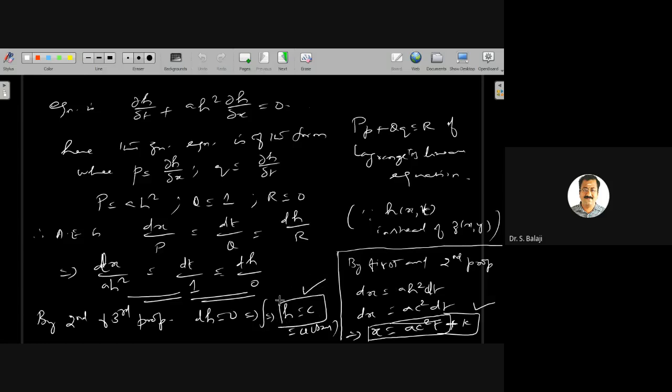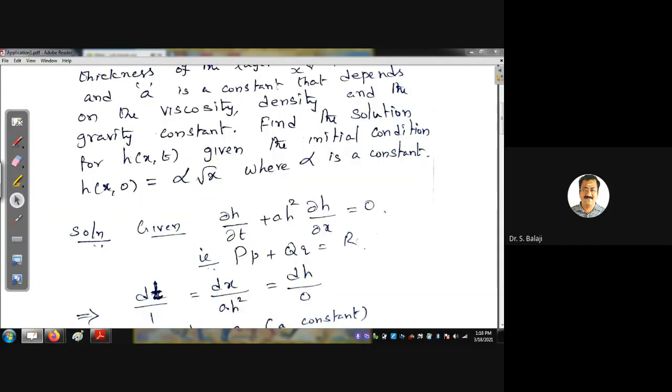Because this gives h very clearly. Here you are replacing c as h, from this relation, so you are getting h is equal to c, that is, h of x comma t is equal to c. But h of x comma t means h of x comma 0, and that is also unaltered here. What is given for it? Alpha root x.